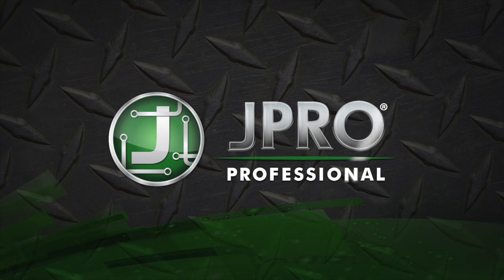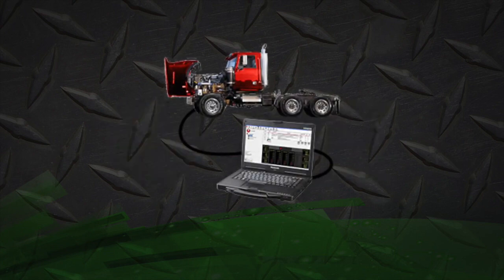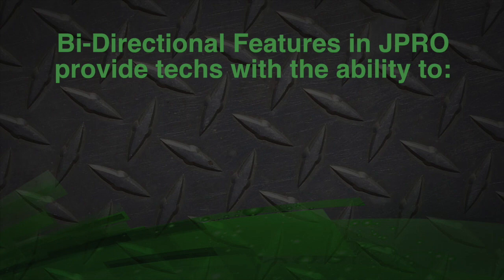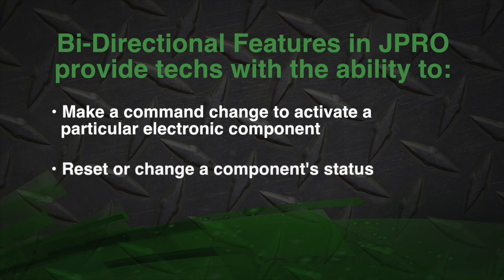One of the most exciting features of JPRO are the industry-leading bi-directional tests. JPRO Professional allows technicians to make a command to change or activate a particular electronic component. Bi-directional capability also gives technicians the information to reset or change a component status.